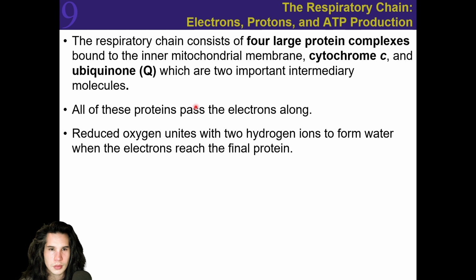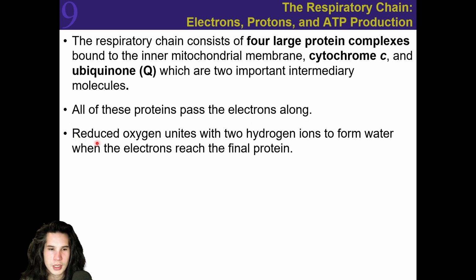So the respiratory chain consists of 4 large protein complexes, so they're going to be complexes of many proteins, bound to the inner mitochondrial membrane, but you also have these 2 other little proteins called cytochrome C and ubiquinone, which are intermediary molecules. They're not necessarily proton pumps, they're just electron carriers, you could say. They're these intermediary proteins that the electron will move onto and then move away from. So all of these proteins are going to help in passing the electrons along that electron transport chain.